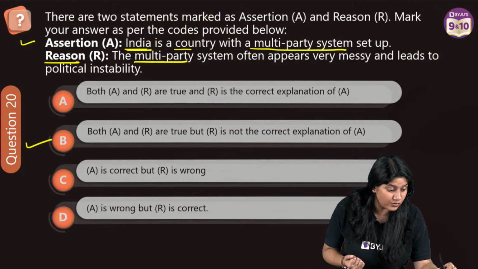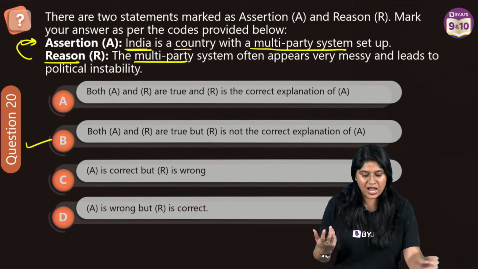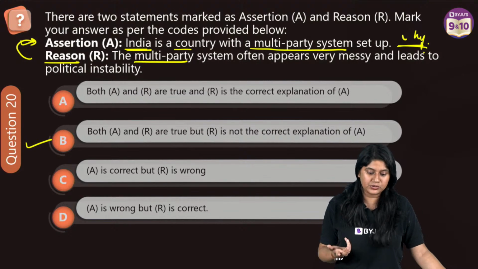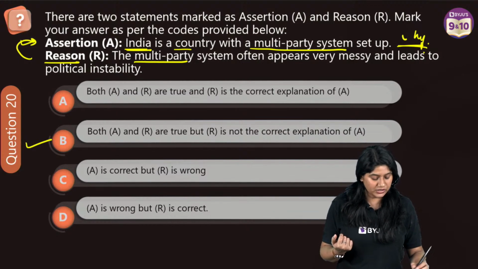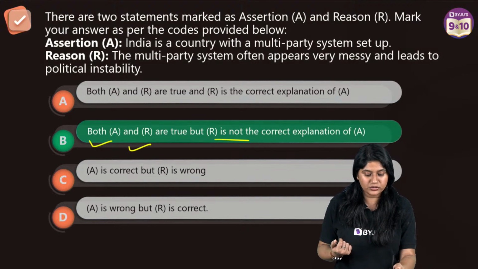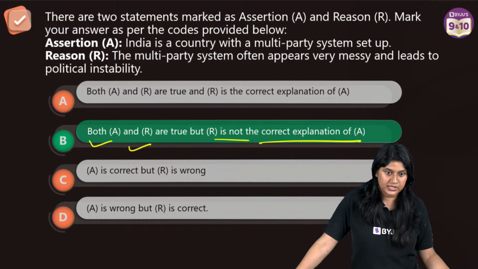But of course, do you think that the reason is the correct explanation? Just ask the question why. We know that it's not, right? So here we have the correct answer, that is option number B. Both the statements are correct, but R is not the correct explanation for A.